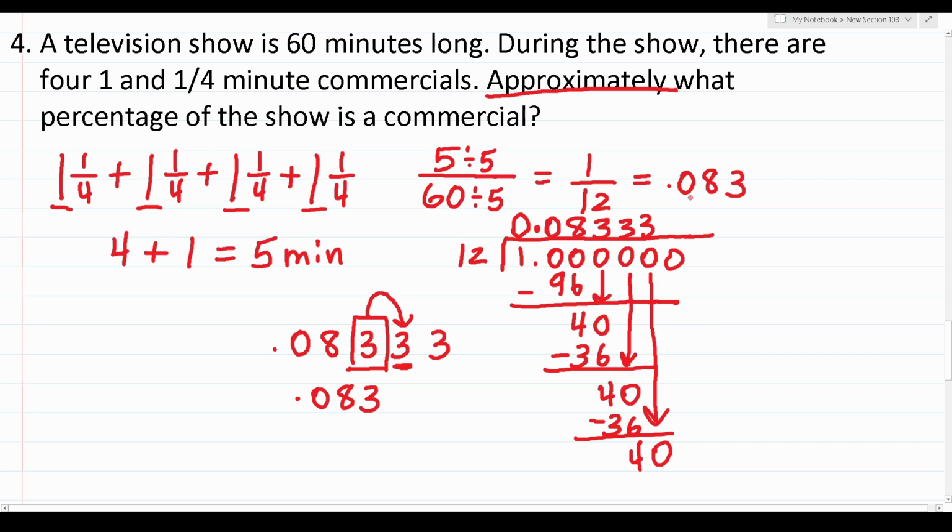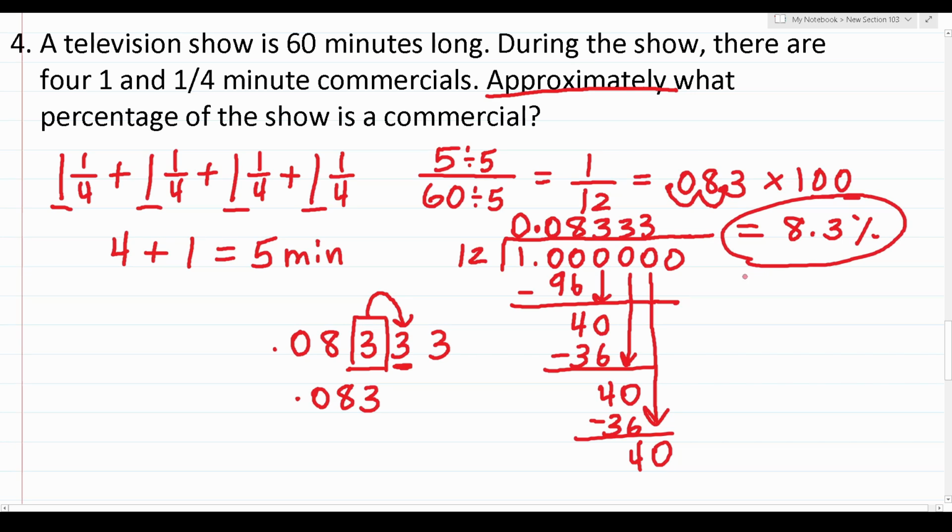Well, to convert a decimal to a percent, you simply multiply that decimal by 100. And whenever you multiply a decimal by a power of 10, such as 10, 100, 1000, and so on, all you do is take that decimal and shift it to the right according to how many zeros there are in the power of 10. Well, in 100, there are 2 zeros, so that's going to prompt me to take this decimal and shift it 2 times to the right. So as we can see, this would be 8.3%, approximately. So approximately 8.3% of this show is filled with commercials.